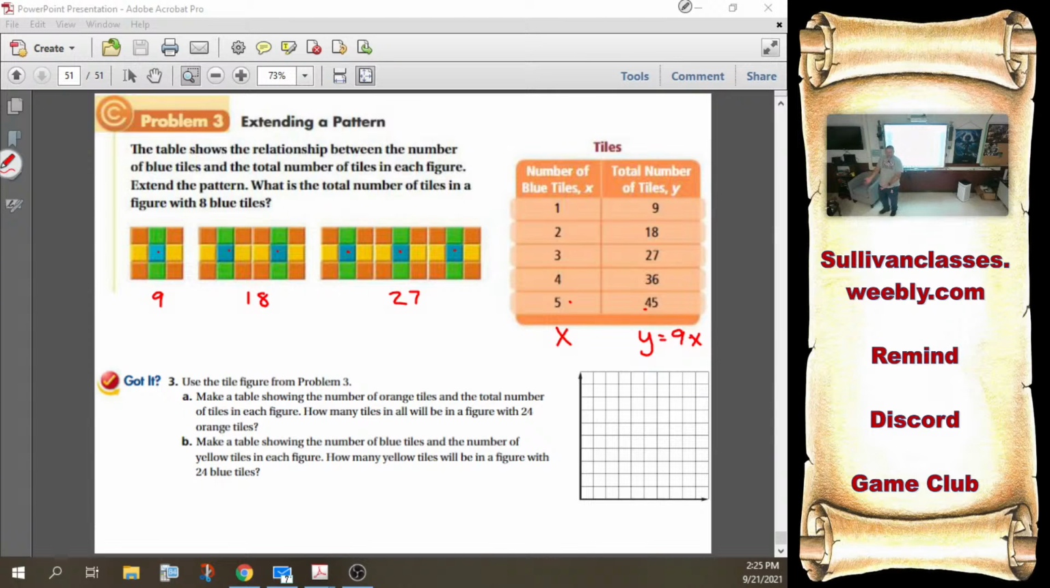I'm getting to equations now. So if they say, what is a figure with 8 blue tiles? Now I know it's y is 9 times 8, because 8 is the number of tiles, 72. Okay? I can take a pattern that's literally just a bunch of colored blocks. I can count. Yay! And I can turn it into an equation.